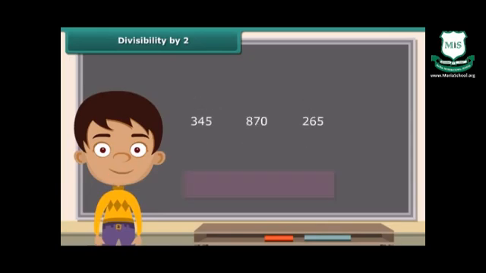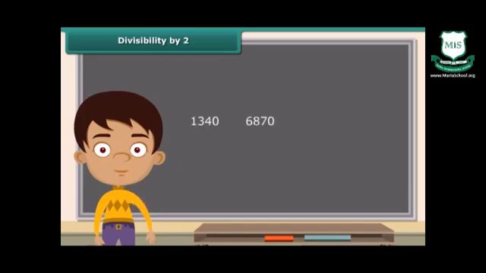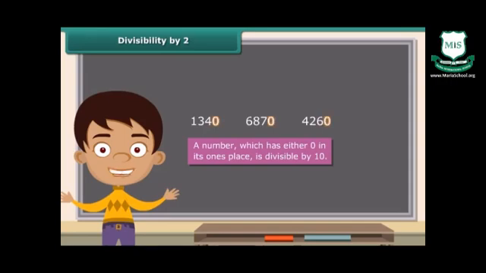Therefore, any number that contains 0 or 5 in its ones place is divisible by 5. And any number that contains 0 in its ones place is divisible by 10.